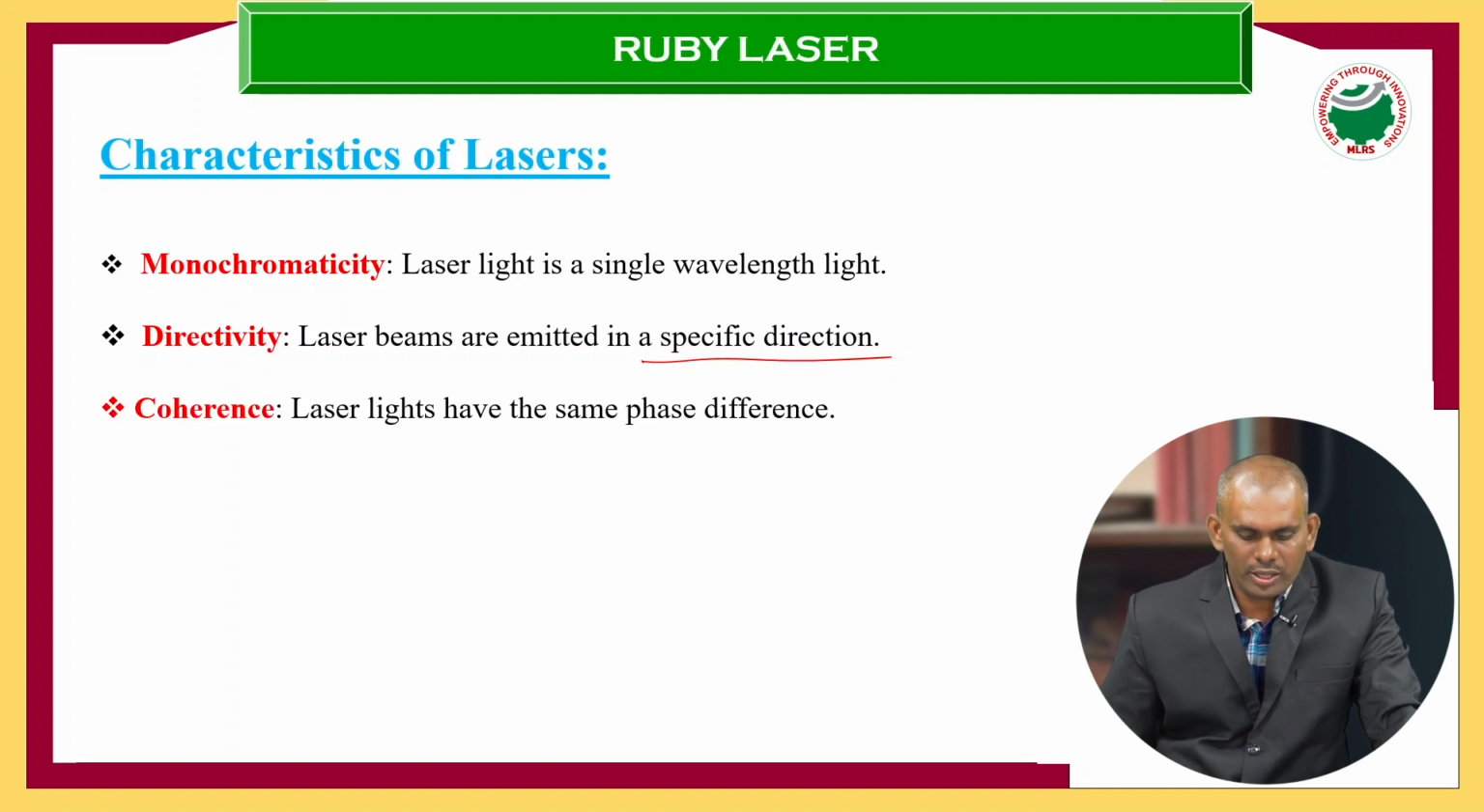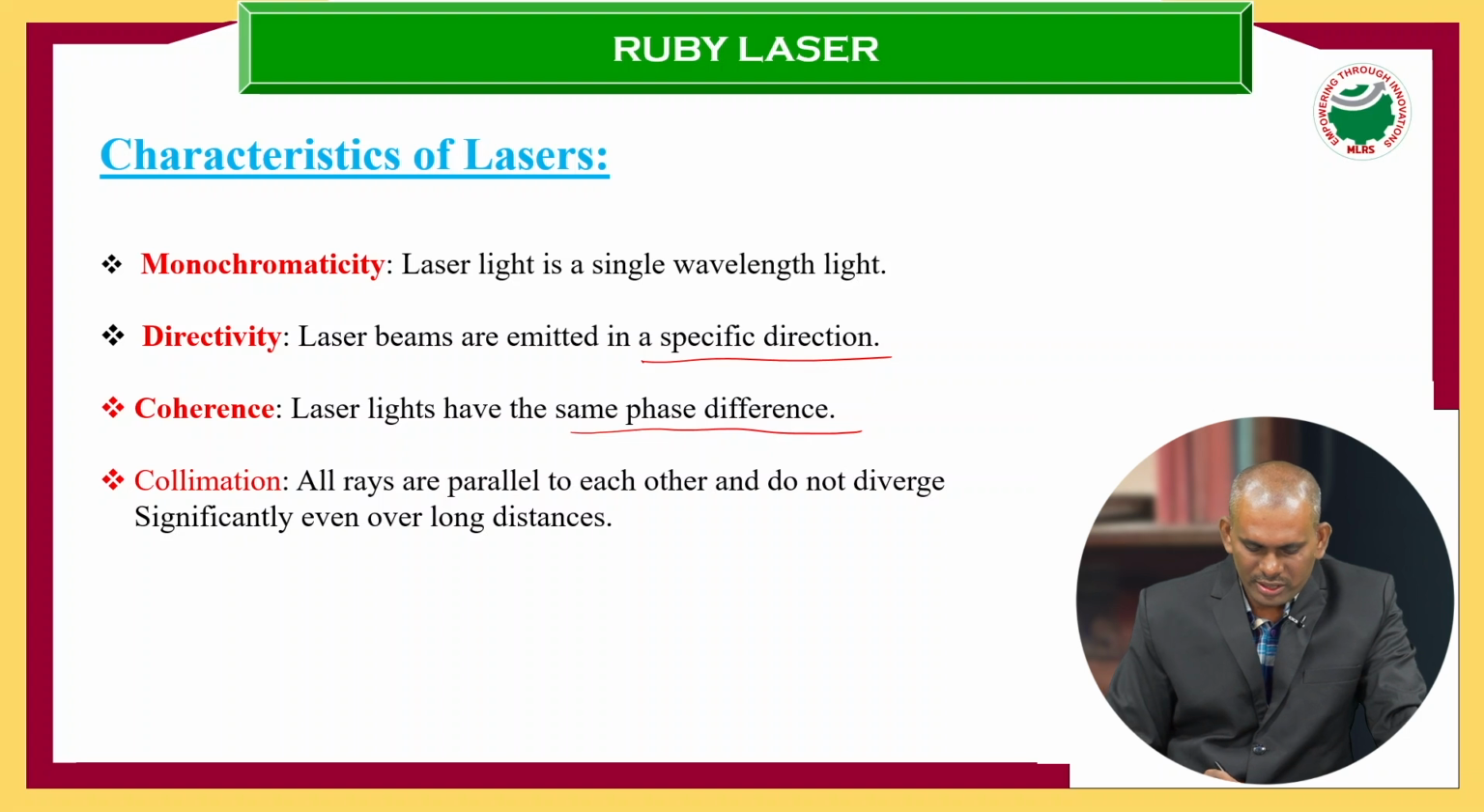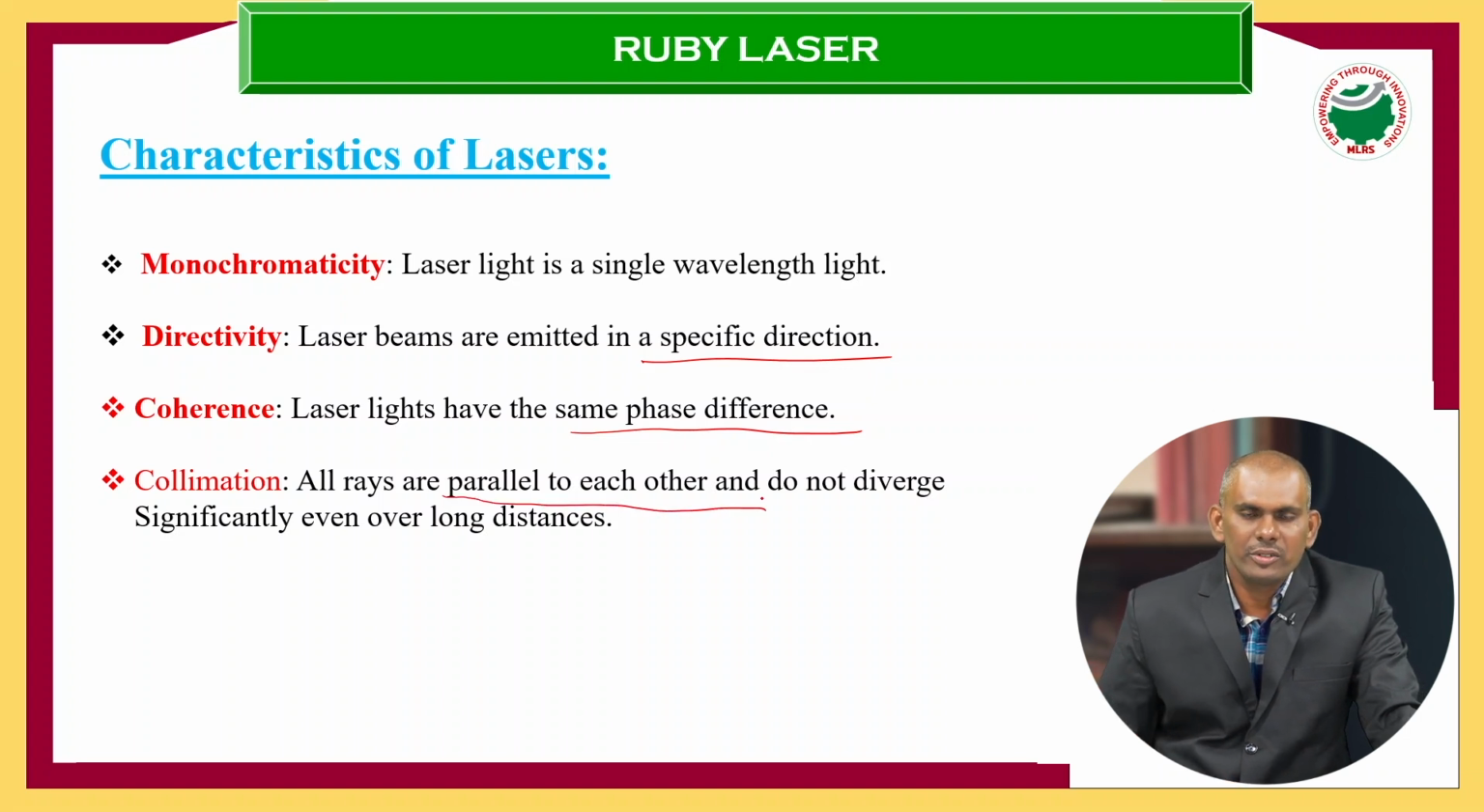The next characteristic is coherence. Coherence is nothing but the light rays maintaining a constant phase difference. When you switch on the laser, the light waves travel with a constant phase difference. That is also one of the important characteristics of laser. Next one is collimation. Collimation means the waves or rays emitted from the laser source are parallel to each other and travel with the same phase difference. That is collimation.